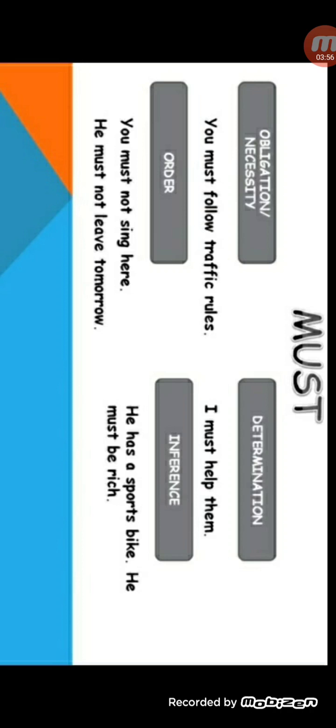Inference. I can give you a very nice word, that is, andaza lagana kisi ka. Inference is that. You just have to infer. Like he has a sports bike, so he must be rich. Right? A teacher is visiting in a car, so my teacher is very rich. So that is inference. He has a sports bike, he must be rich.